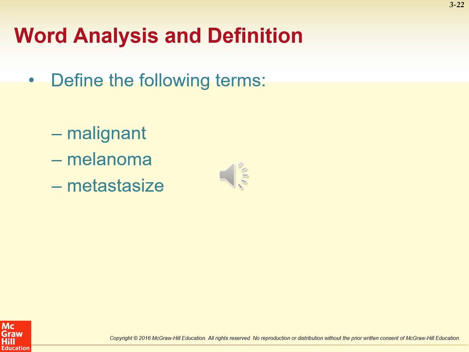Malignant: a tumor that invades surrounding tissue and metastasizes to distant organs. Melanoma, which is a malignant neoplasm formed from cells that produce melanin. And then we have metastasize, which means to spread to distant parts. Identify the roots in these terms.